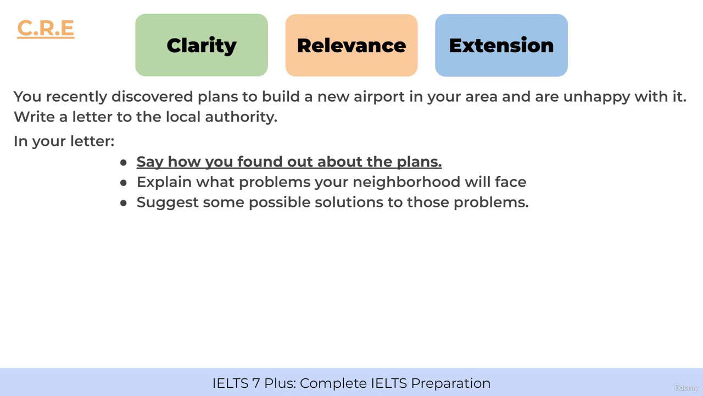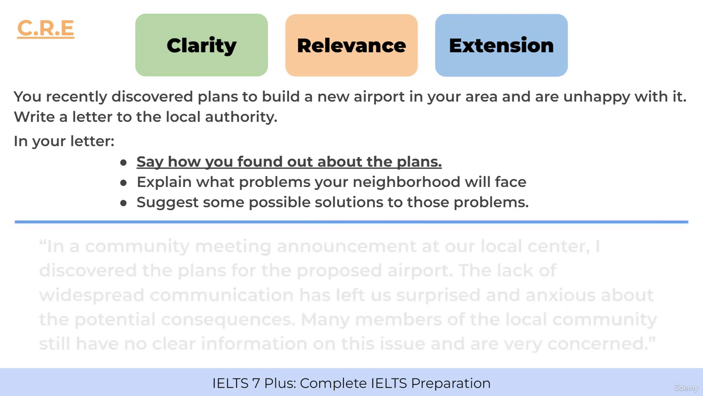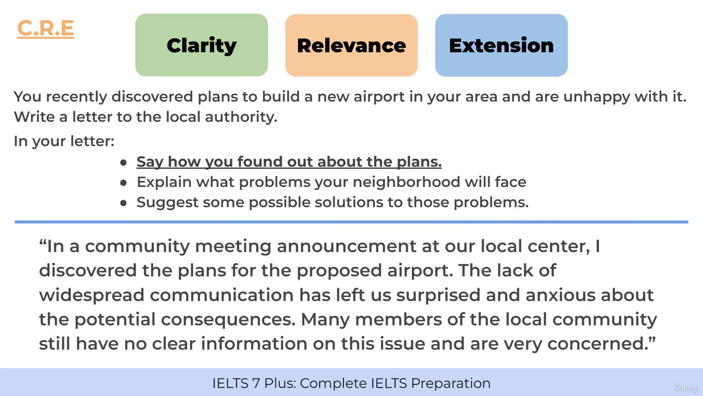So first up, let's read through this model answer for detailed paragraph 1. In a community meeting announcement at our local centre, I discovered the plans for the proposed airport. The lack of widespread communication has left us surprised and anxious about the potential consequences. Many members of the local community still have no clear information on this issue and are very concerned. Wow, from this sort of slightly creative answer with a bit of extra detail and extension, it sounds like nothing was really communicated to the local public.